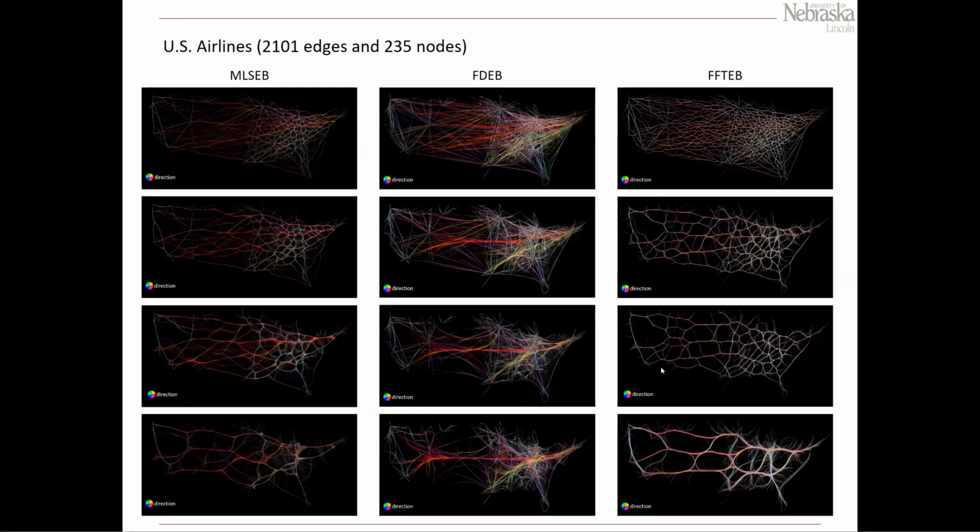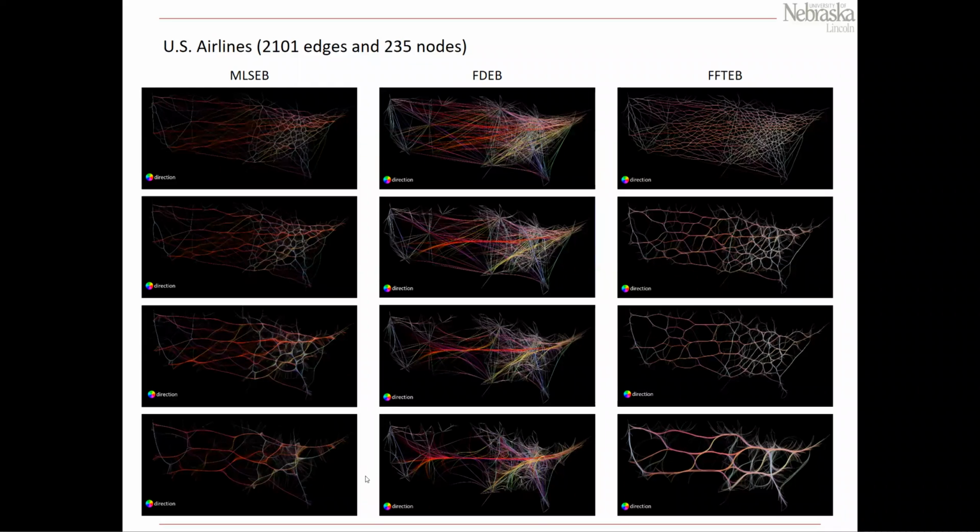Okay, so next we apply this algorithm to compare the different visualization algorithms for the real world data set. So for example, here we have the US airlines, then we use the moving least square edge bundling, force direct edge bundling, and the fast Fourier transfer edge bundling. And for each algorithm, then we apply the different parameters. Then certainly we can generate different visualizations.